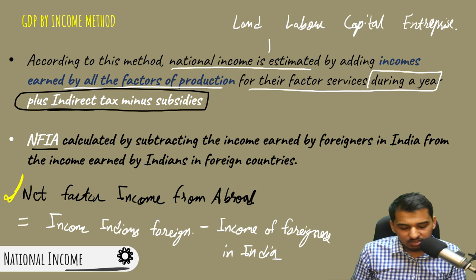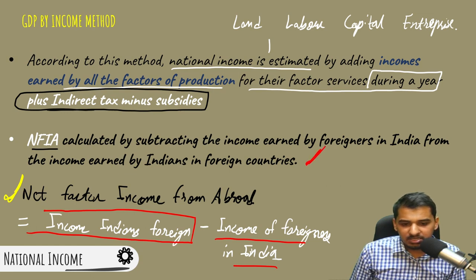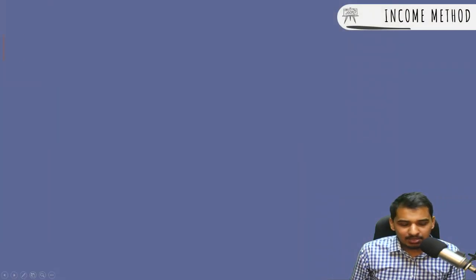So this is your net factor income from abroad, a very important term. Please remember this. This is your net factor income from abroad, income by Indians in foreign country minus income of foreigners in India. This is your NFIA. This is what it has been written. I have written it mathematically. A very important thing. Please remember it. So now let us see the income method.